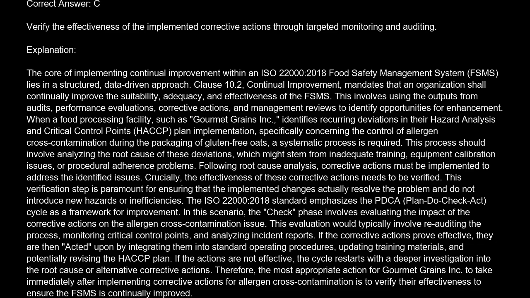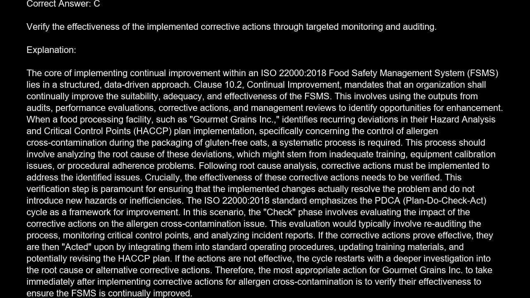The correct answer is C. Verify the effectiveness of the implemented corrective actions through targeted monitoring and auditing. Explanation: the core of implementing continual improvement within an ISO 22000-2018 Food Safety Management System, FSMS, lies in a structured, data-driven approach. Clause 10.2.